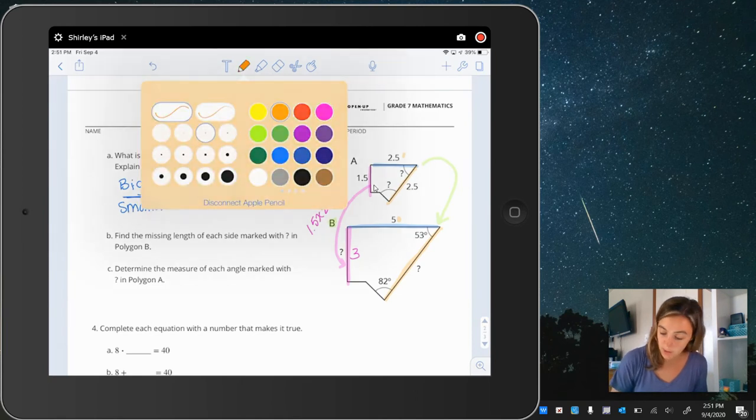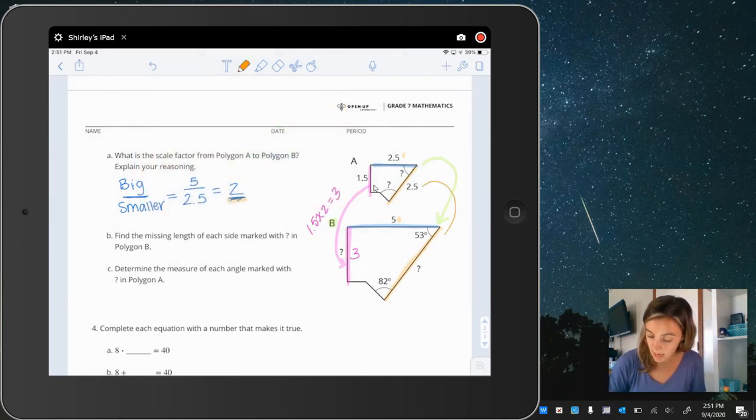And then I'm going to do the same thing over here for my orange side. 2.5 times 2 gives me 5. So my side length over here is 5. Okay, so there's question B.